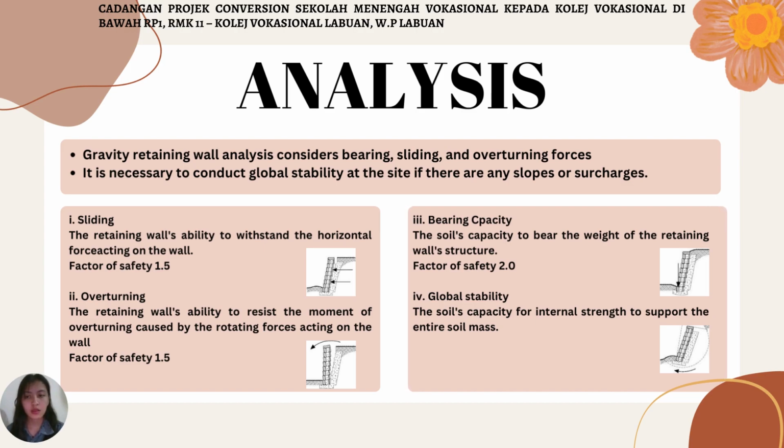The first one is sliding, which is the retaining wall's ability to withstand the horizontal force acting on the wall. The factor of safety is 1.5. The second one is overturning, which is the retaining wall's ability to resist the moment of overturning caused by the rotating forces acting on the wall, and also with the same factor of safety of 1.5.